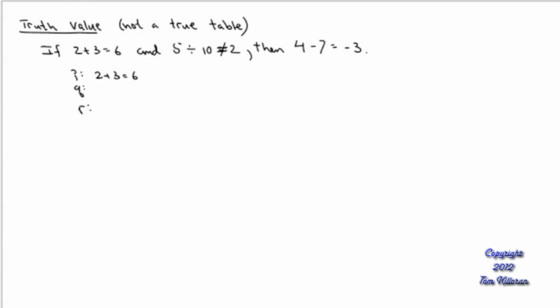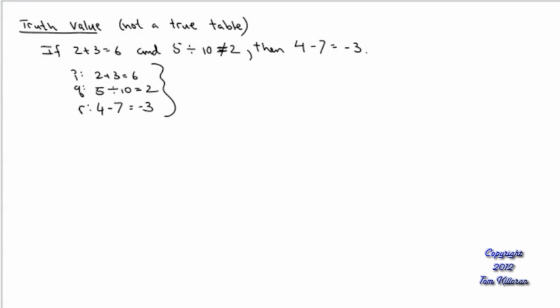How do I write it for Q? 5 divided by 10 is equal to 2. Because in a simple statement, you cannot use the word not. So I got to get rid of the little slash. All right, 4 minus 7 equals negative 3. Great. Okay. Let's write this in symbolic form.